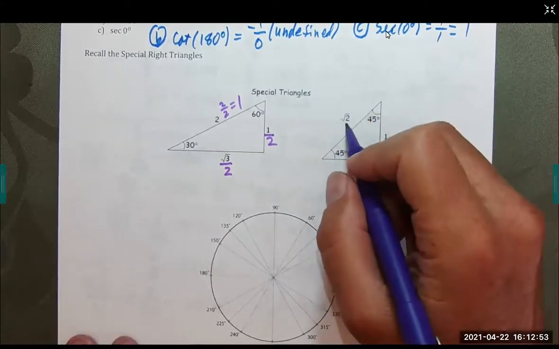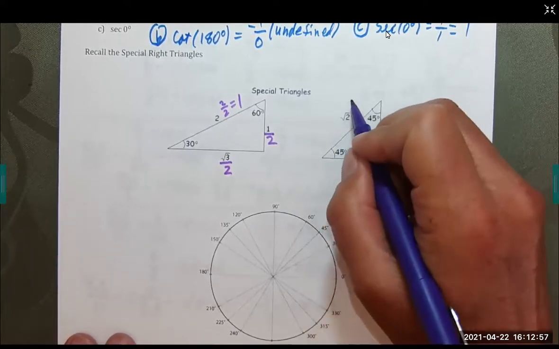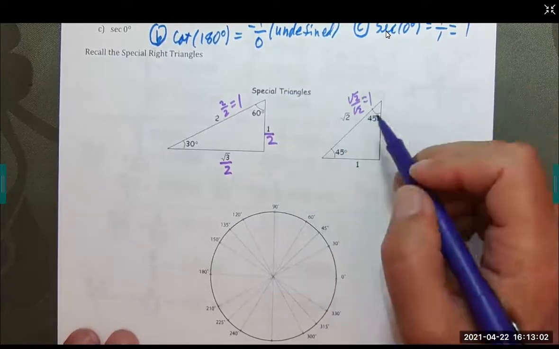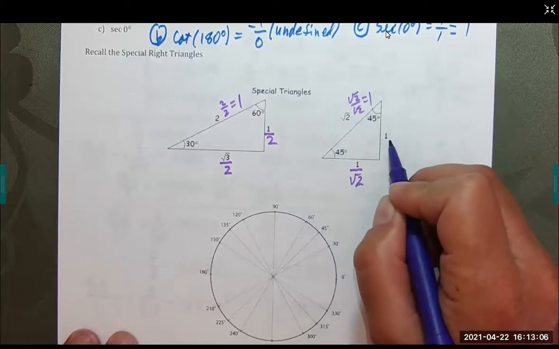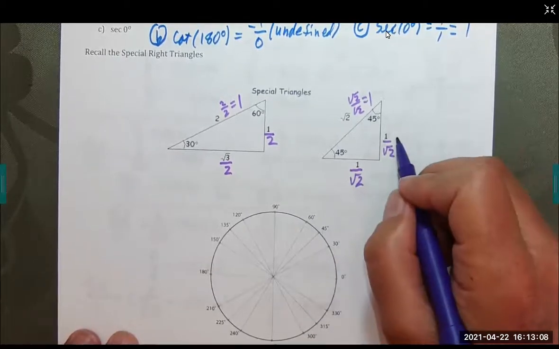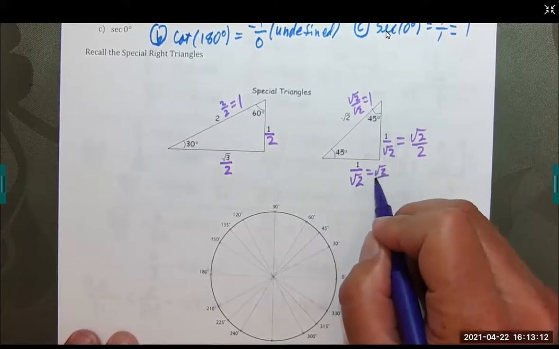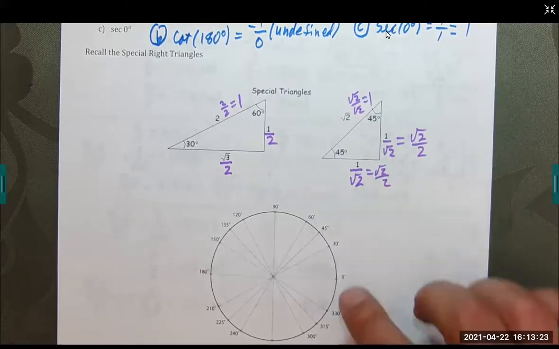Now this one, I have to divide by √2. So √2 over √2 is 1. So this length is now 1, but I also have to divide these by √2. And rationalized, of course, that's √2 over 2. That changes things a little. What that does for us is that helps us to figure out what these points are here.